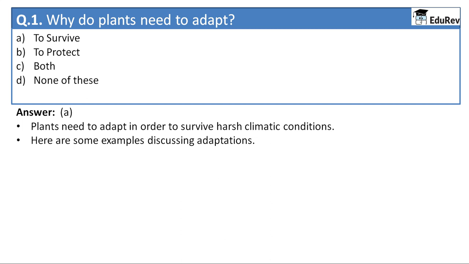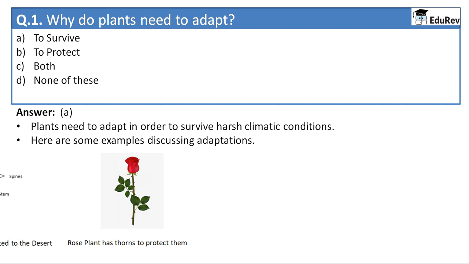For example, there is this rose plant. It is very weak, but it has thorns on the stems so that it is protected from the attacks of animals and humans. So, the rose plant has adapted to the harsh climatic condition.